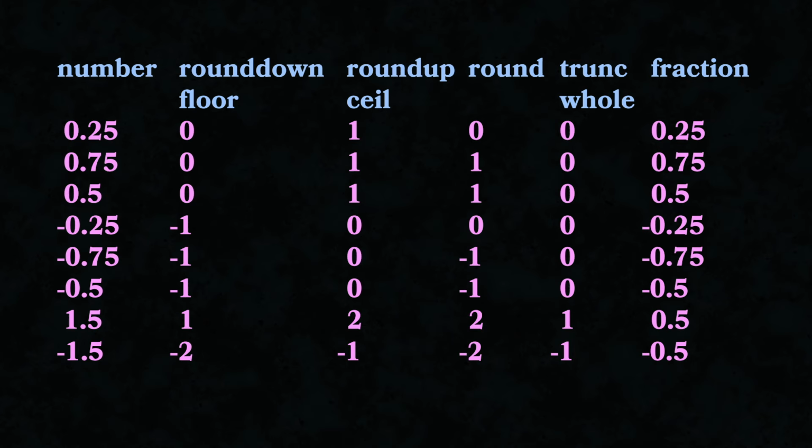And then at negative 1.5, rounded down, you go down to -2. Rounding up, you go up to -1. Rounding, you go to -2. The whole number part, or the truncated version, is -1. And then the fractional part of it is -0.5. Okay, so those are some examples that sort of get into the guts of how this actually works.